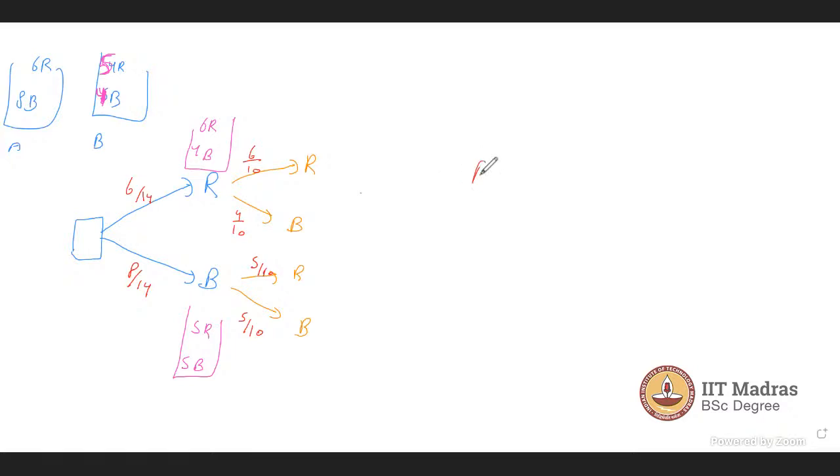So what is the probability that a red ball is chosen from box B? It is these two cases: red ball is transferred and red is chosen, black ball is transferred and red is chosen. So it is 6 by 14 times 6 by 10 plus 8 by 14 times 5 by 10, right? This is your denominator. And your numerator is this thing: the black ball is transferred and the red ball is chosen, right?